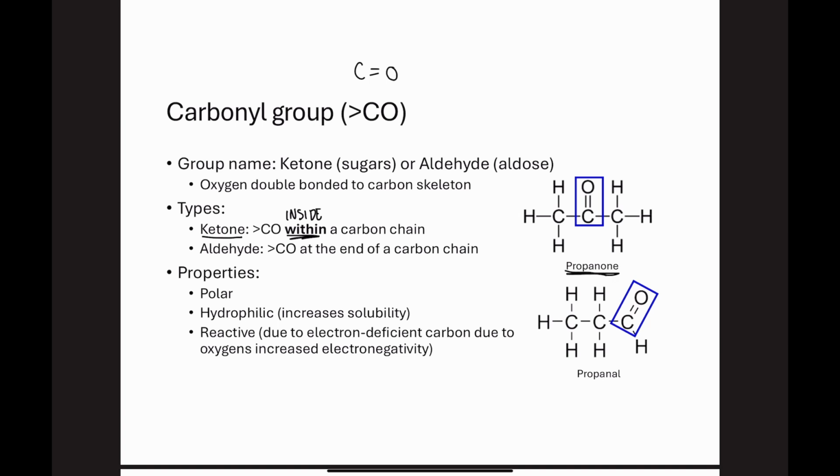We see a 3-carbon skeleton, 1, 2, 3, and the middle carbon is double bonded to an oxygen atom. Therefore, propanone is a ketone. On the other hand, we have aldehydes, which are found at the end of a carbon chain. So here we have, again, a 3-carbon skeleton, and at the very end of this molecule, we have the carbon double bonded to its oxygen, and this molecule is known as propanol. So this is our aldehyde.